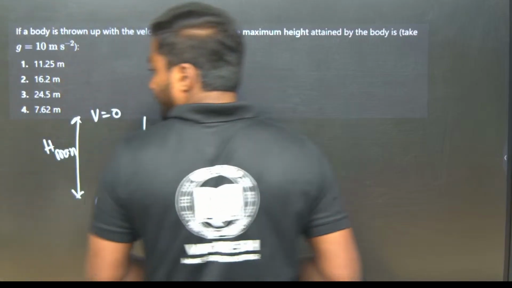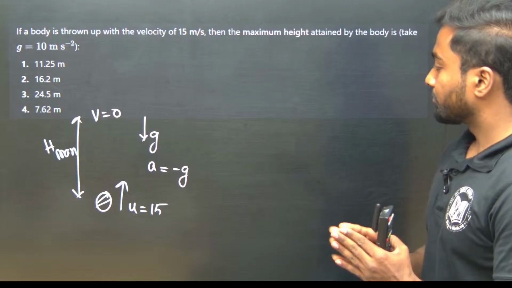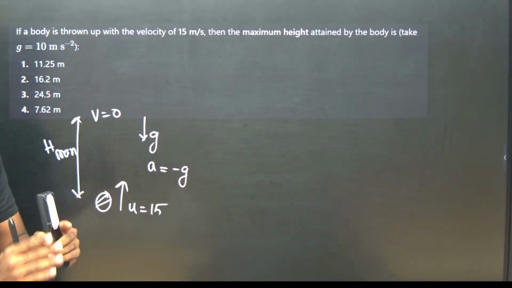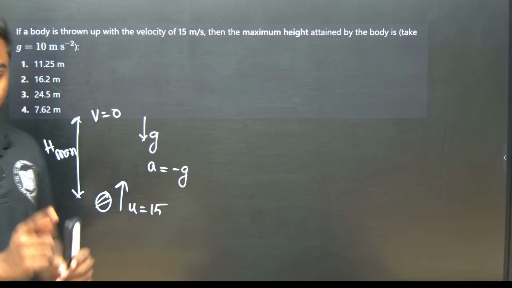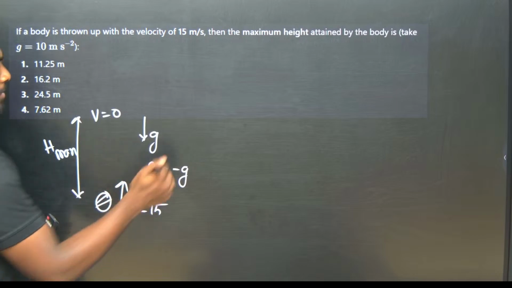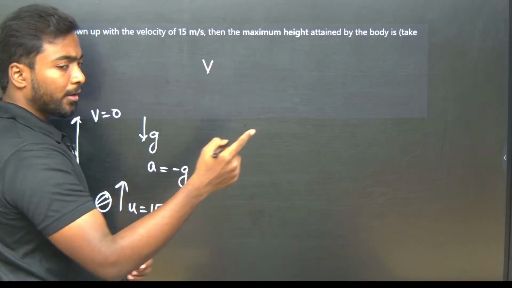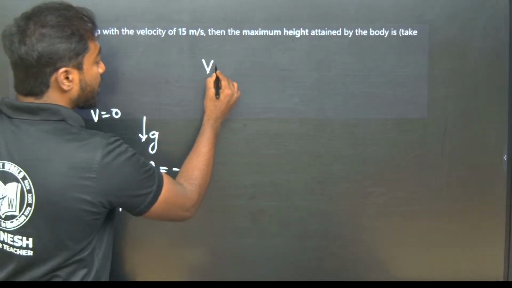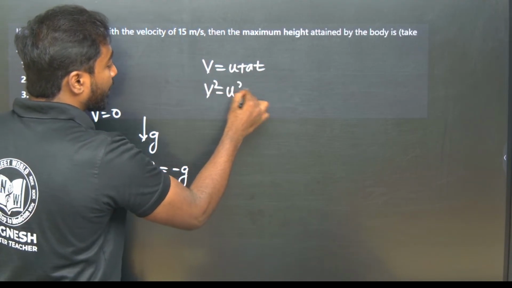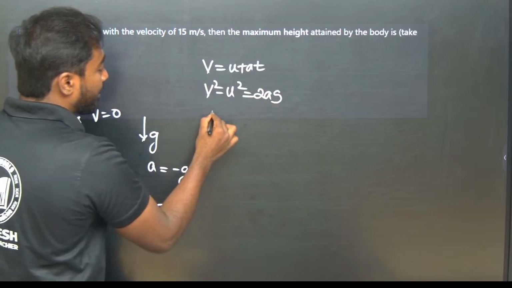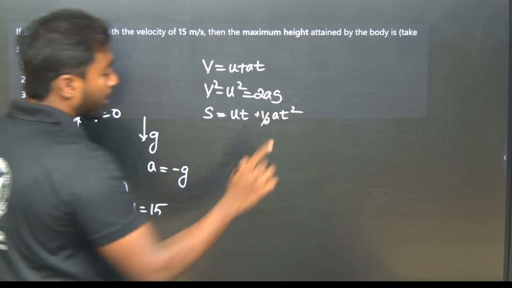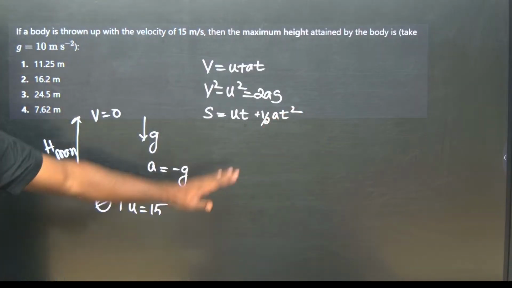Done? Okay. So listen, what are the equations we know? 3 equations. V is equals to u plus at, V square minus u square equals to 2as, and s is equals to ut plus half at square. So whatever I told, I have written everything.